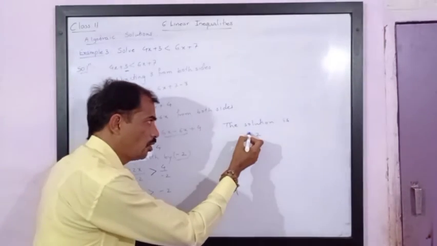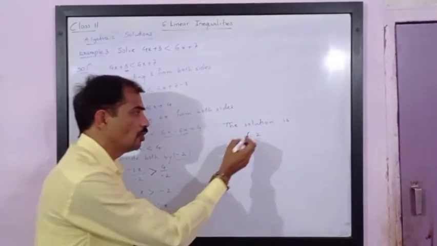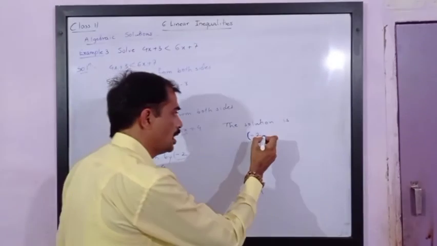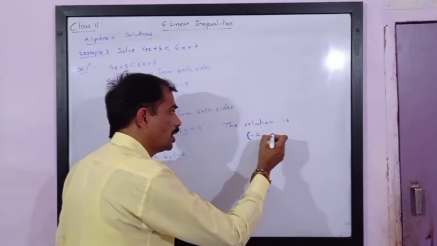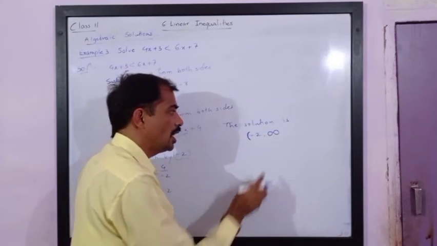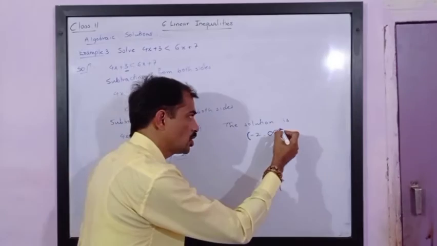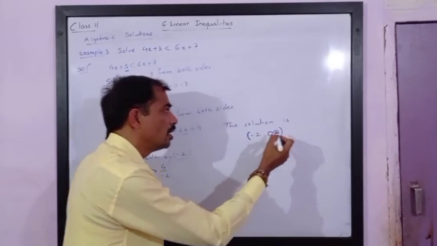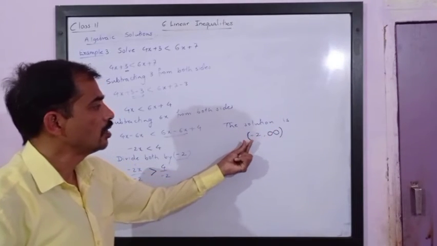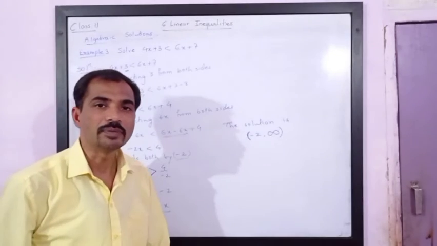So we are writing here an open bracket. We have already studied in the first chapter, if you are writing an open bracket, it means this negative 2 is not included. And this will go on up to a very large number. Since infinity is an undefined number which we cannot write, we are excluding it by making a round bracket. So the solution set is open bracket negative 2 to infinity.